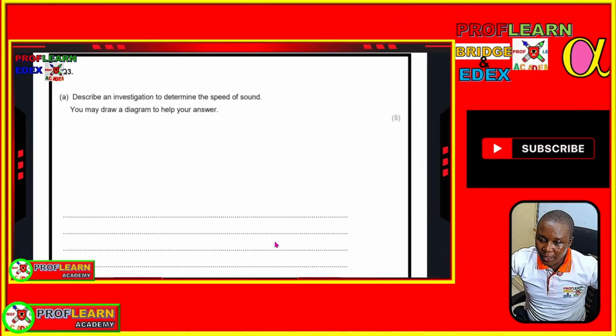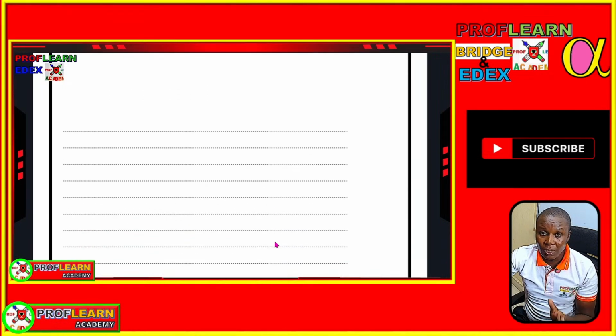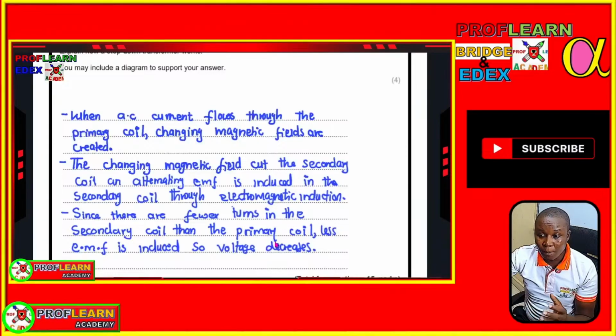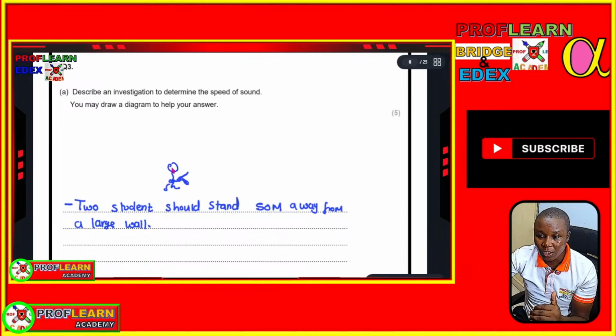Moving down, we are to describe an investigation to determine the speed of sound. Now there are different ways you can determine the speed of sound. One way is to use the echo method. The echo method is where two people are going to stand 50 meters away from a wall, and in that case one person will be having pieces of wood to be banged together, and the other person will be having a stopwatch. The person with the stopwatch will start the stopwatch immediately the other person produces the sound, and then stops the stopwatch when he or she hears the sound.